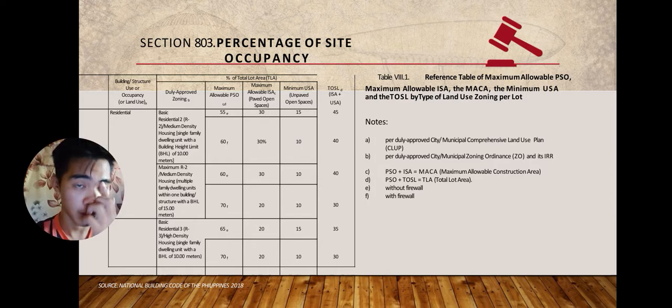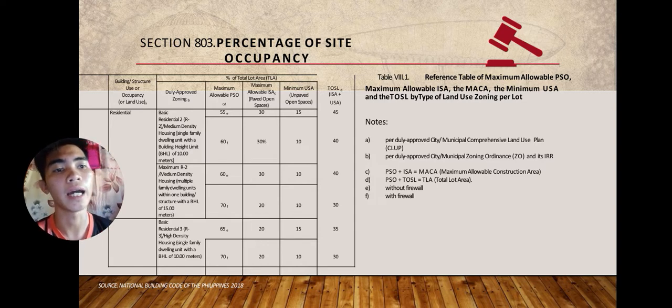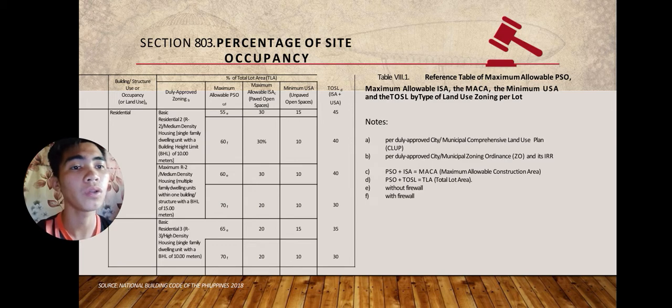So you probably know what that means. MACA means maximum allowed construction area. Then PSO plus TOSL equals TLA or total lot area. Then without firewall or with firewall. So those are the notes on percentage of site occupancy in section 803.